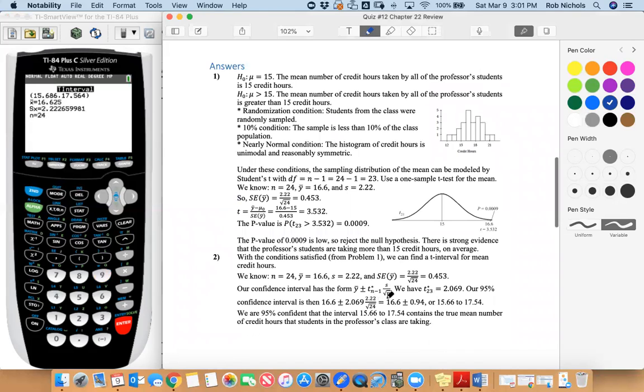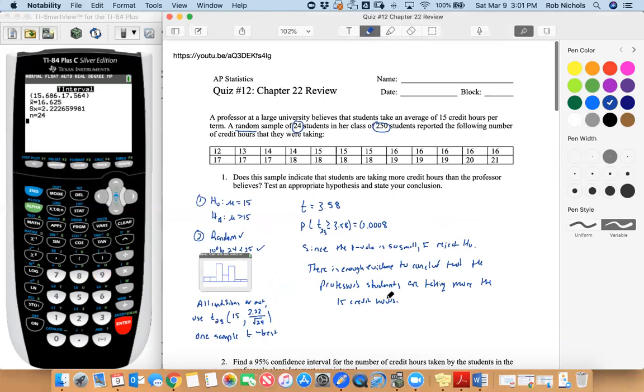Beautiful. And again, I did all the formulas that you needed if you wanted to do everything by hand, or you can do it on the calculator.